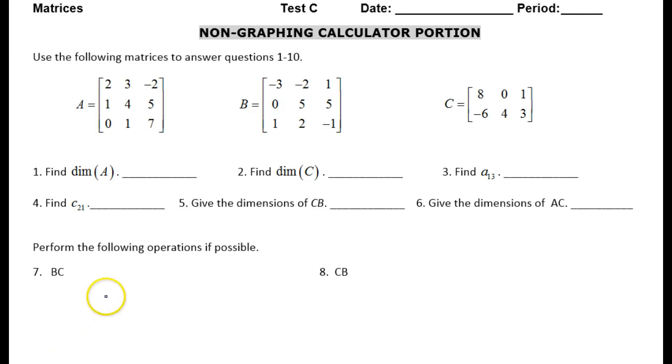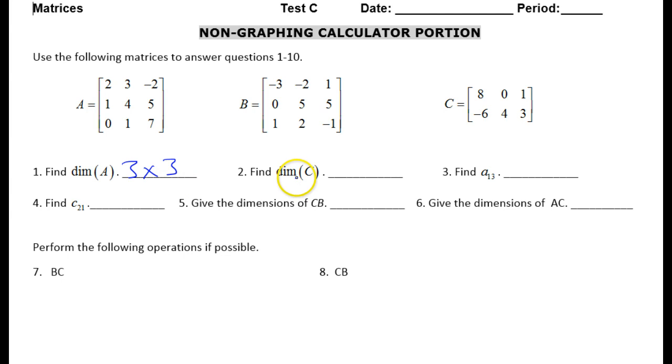In this video, I will show you some basic matrix vocabulary and operations. For example, problem number 1. DIMA in this context stands for the dimensions of matrix A. And the dimensions are the number of rows by the number of columns. So matrix A has 3 rows and it has 3 columns. So this is a 3 by 3 matrix.